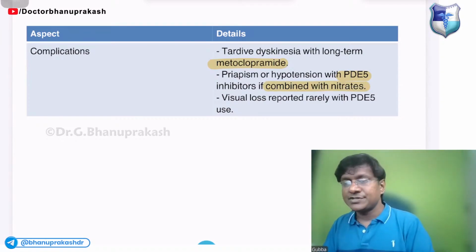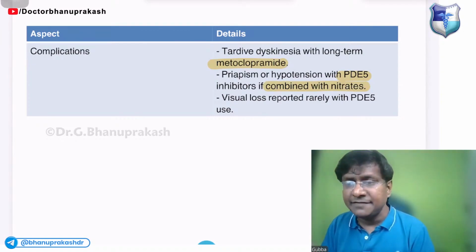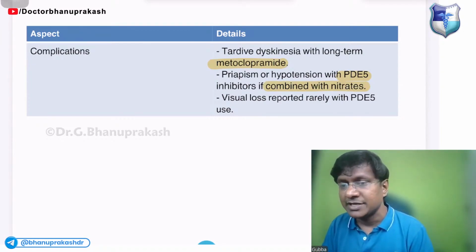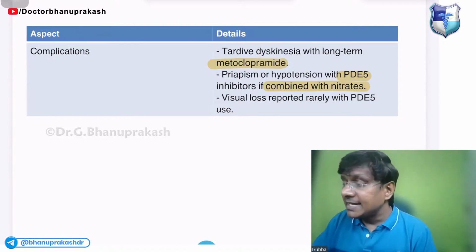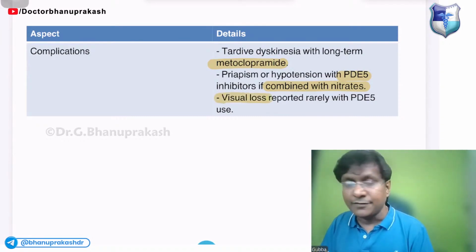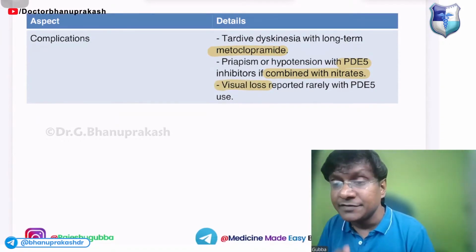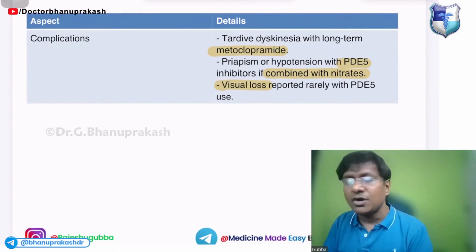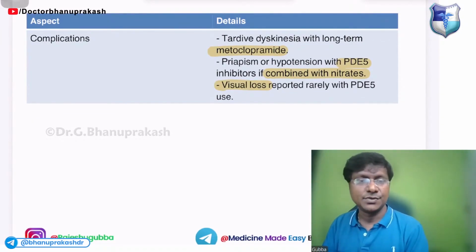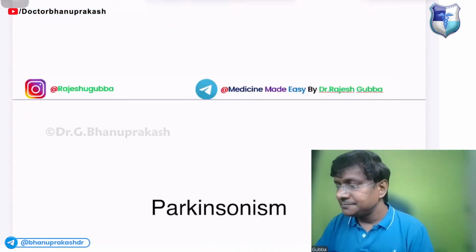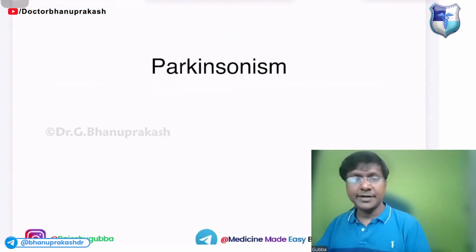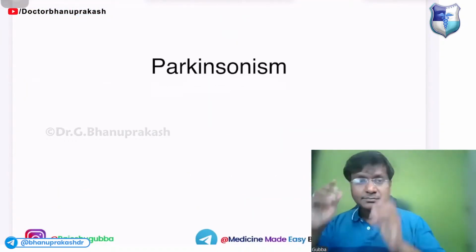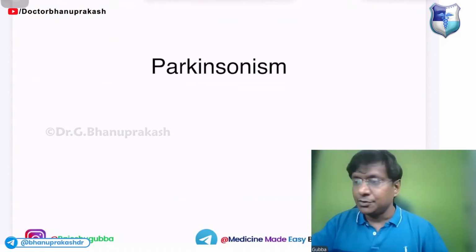If you combine phosphodiesterase inhibitors with nitrates, there can be significant hypotension and there will be cardiovascular collapse in this individual. Okay. And another very important problem with the phosphodiesterase inhibitors is visual loss. That has been reported with phosphodiesterase inhibitors, but it is a rare complication. Okay. So this is about your story related to autonomic neuropathy.